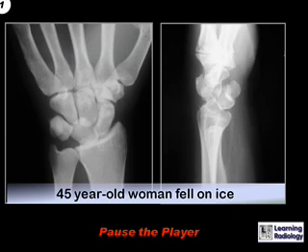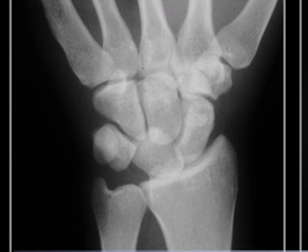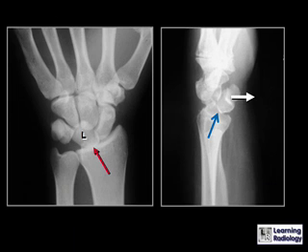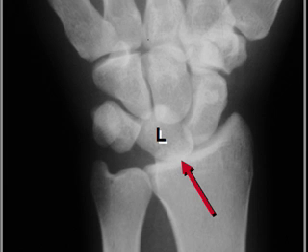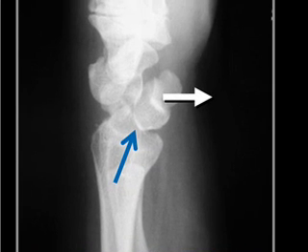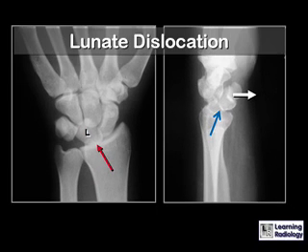It's a 45-year-old woman who fell on the ice. Pause the player and decide what you think. If you noticed that the lunate in the frontal projection had a triangular rather than a quadrilateral shape, and in the lateral projection, the lunate was dislocated in a volar position and no longer articulated with the radius, the blue arrow, then you would have seen that this is a lunate dislocation.